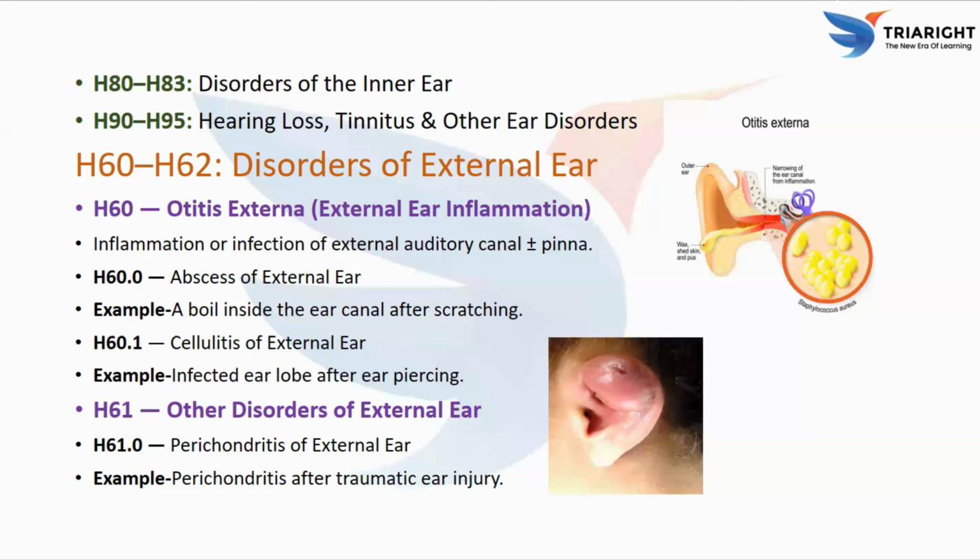How do you differentiate between cellulitis and perichondritis? Cellulitis involves the skin, whereas perichondritis involves the cartilage, so accurate coding depends on what structure is involved. In the right side, the image shows a swollen or inflamed external ear with raised or tender tissue. This is consistent with an abscess of the external ear or severe perichondritis or cellulitis after trauma or piercing.